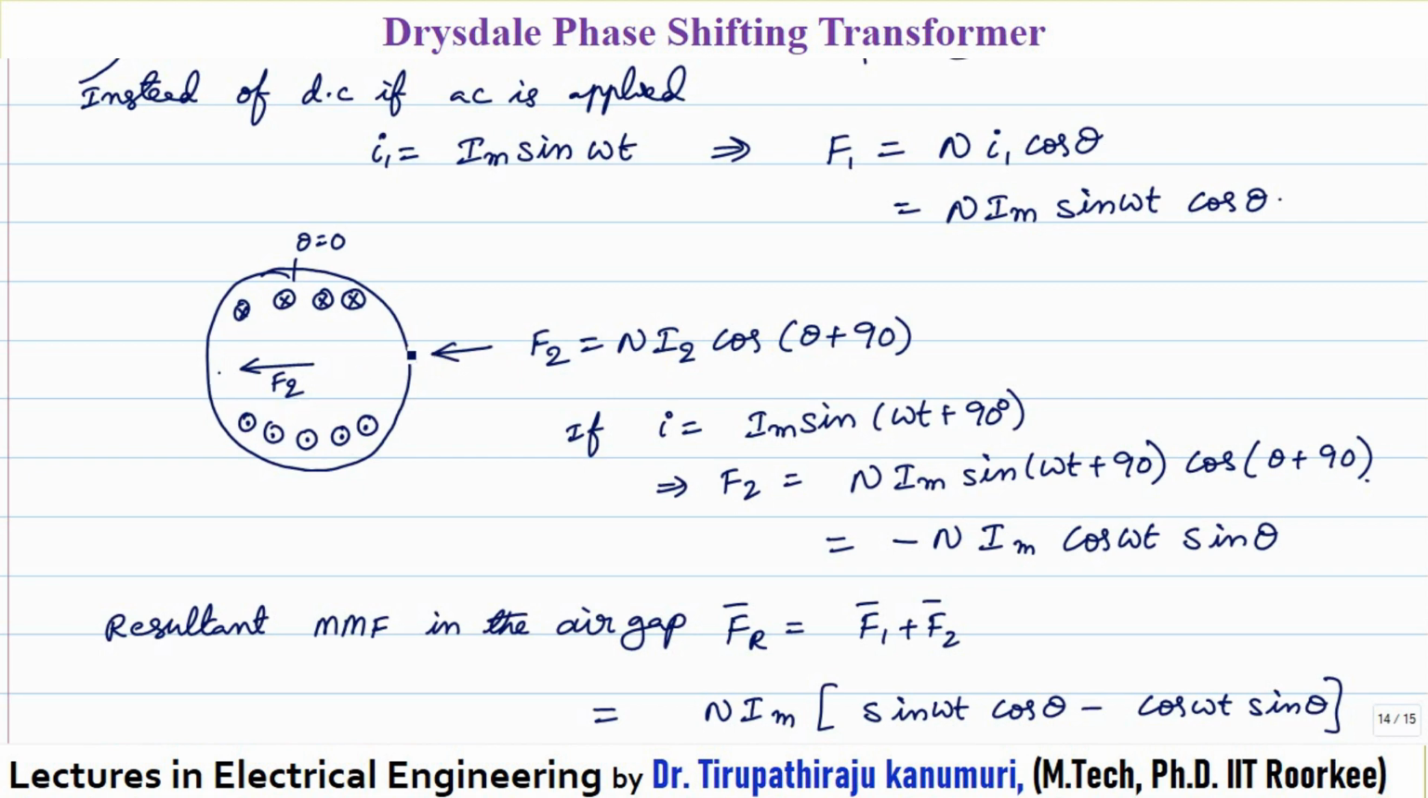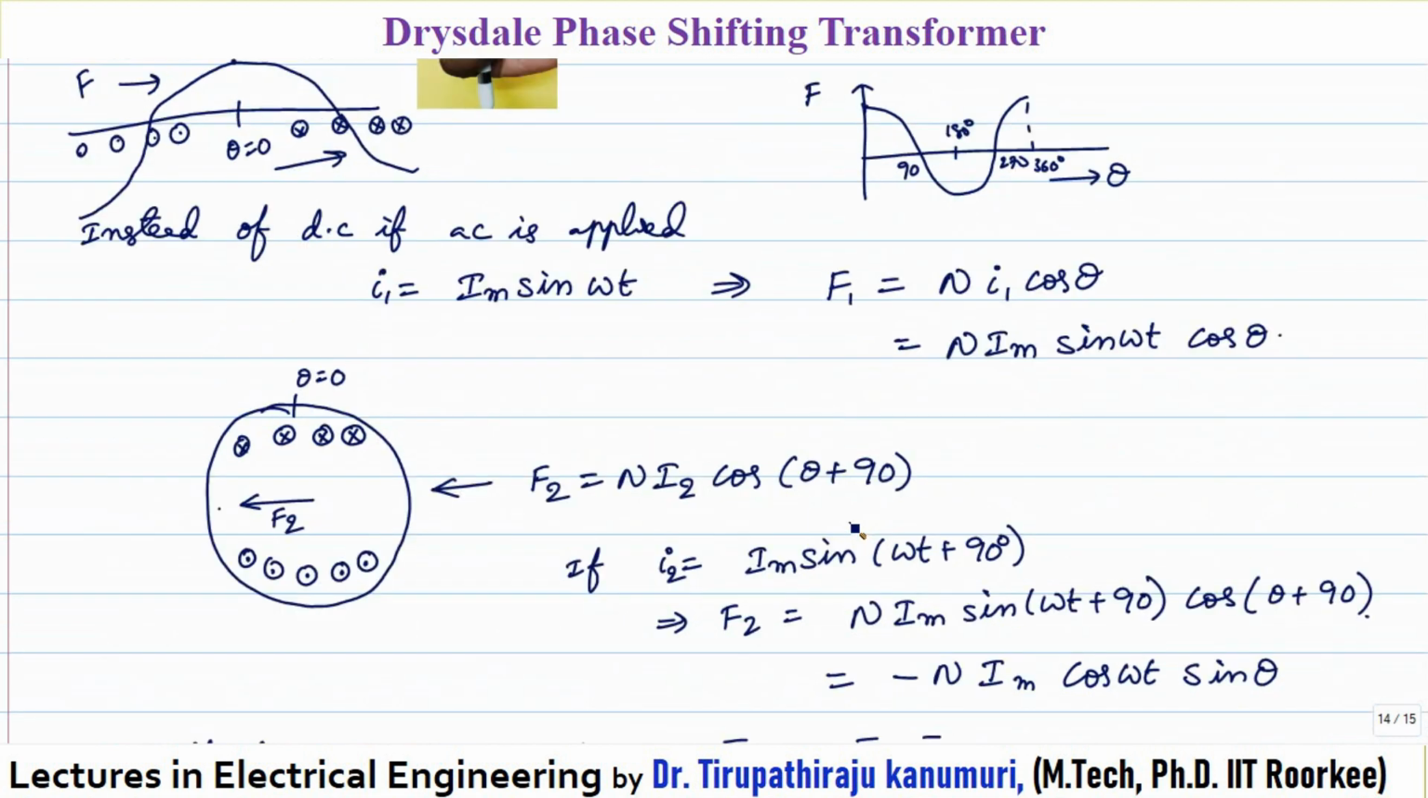So it is satisfying. In a similar way, let us assume that instead of giving DC current, I am supplying an AC current. That AC current is I maximum sin of omega t plus 90 degrees. That means this current is leading the previously discussed current by 90 degrees. Omega t plus 90 means it is leading. So now when you substitute in the formula, F2 is equal to N into I maximum sin of omega t plus 90 degrees into cos of theta plus 90. The remaining terms are the same; I have replaced I2 with this instantaneous value. Or F2 I can write as minus N into I maximum into cos omega t into sin theta.